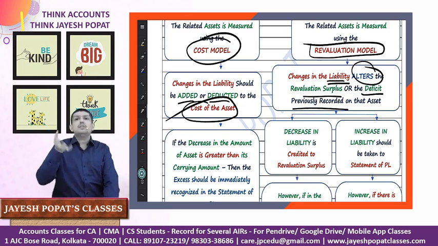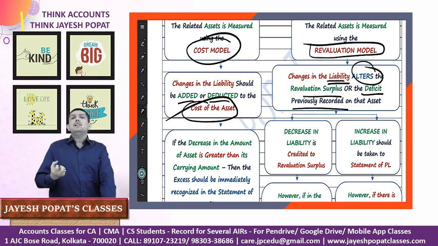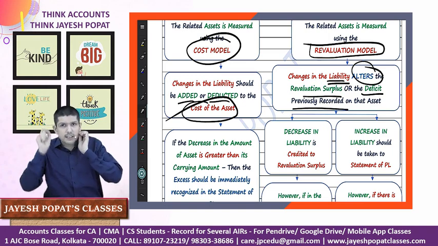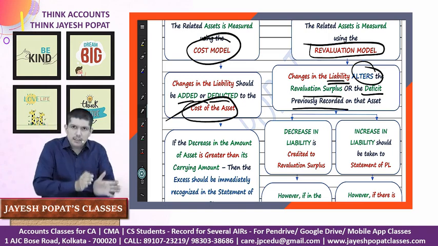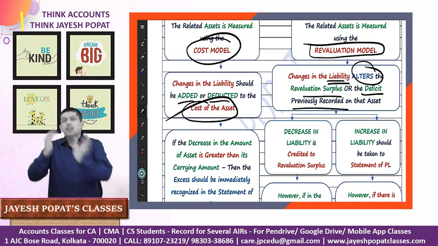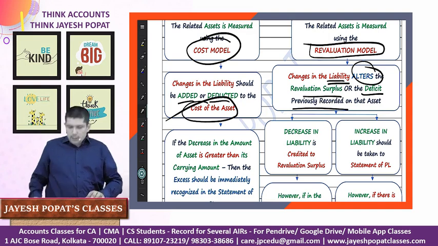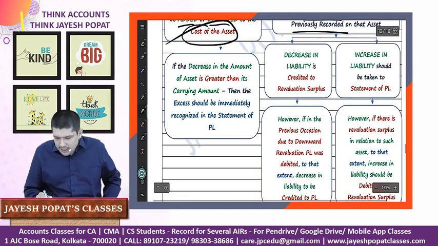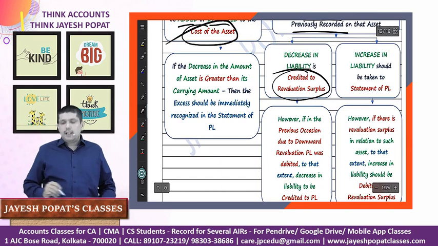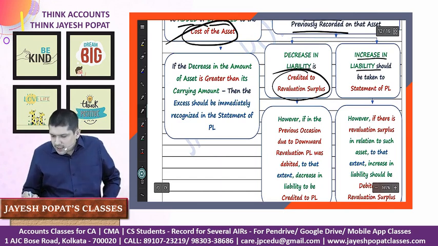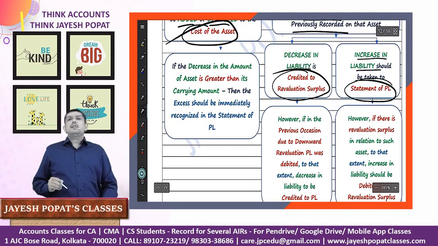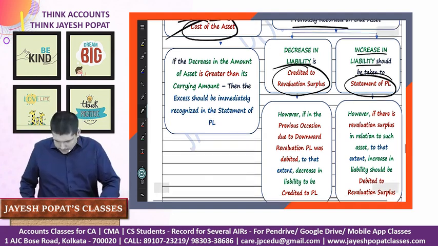Any adjustment which originates from the change in the value of the liability has to be necessarily done either with your revaluation surplus or with your statement of profit and loss. So it says that if there is a decrease in liability, it should be credited to revaluation surplus. If there is an increase in the liability, it should be debited to the statement of profit and loss.